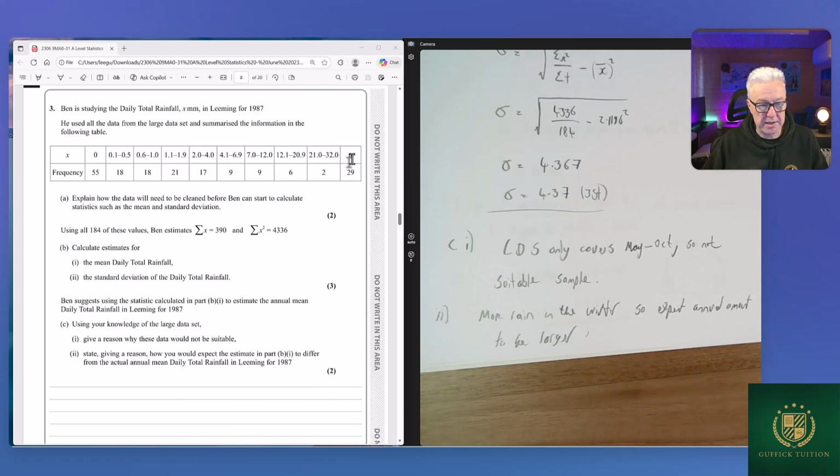And then secondly, it says, state, giving a reason, how you would expect the estimate in part B to differ from the actual mean daily total rainfall for Liming. Well, we've only got from May to October, so we're missing all of the winter months. We're missing like November, December. It tends to rain more in the winter, so we'd expect the actual answer would be higher. Okay, or you could say that our answer is an underestimate. So it rains more in the winter, so we'd expect the annual amount to actually be larger.